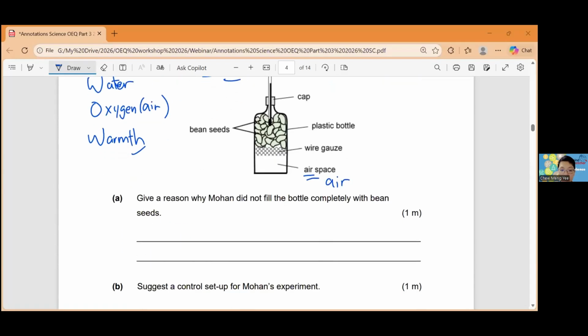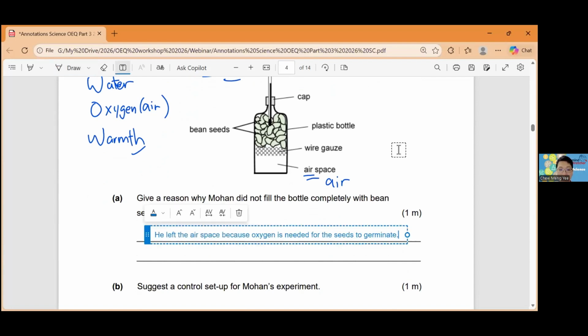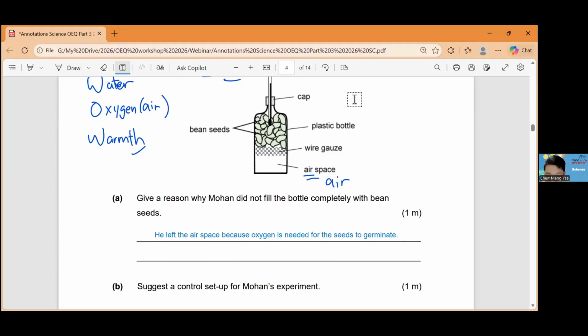So this first part is about the conditions to germinate. You must have the presence of oxygen. So the airspace there is to allow the presence of oxygen so that the seeds can germinate. Okay, so you can check your answer.